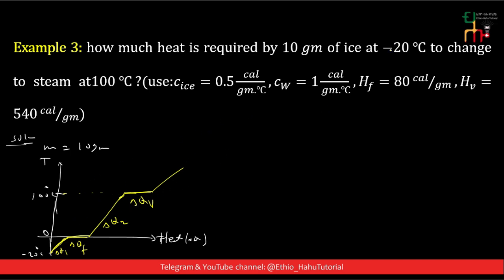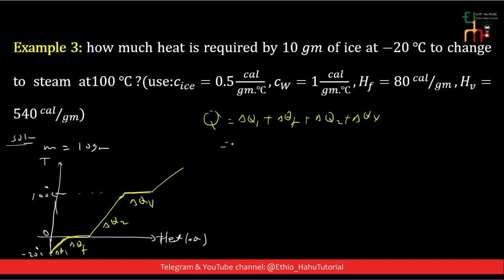Therefore, we want to find the amount of heat required to change 10 grams of ice from negative 20 degrees Celsius to steam at 100 degrees Celsius. Therefore, total energy Q is equal to delta Q1 plus heat of fusion plus delta Q2 plus heat of vaporization. This is the total amount of heat needed to change 10 grams of ice at negative 20 degrees Celsius to steam at 100 degrees Celsius.